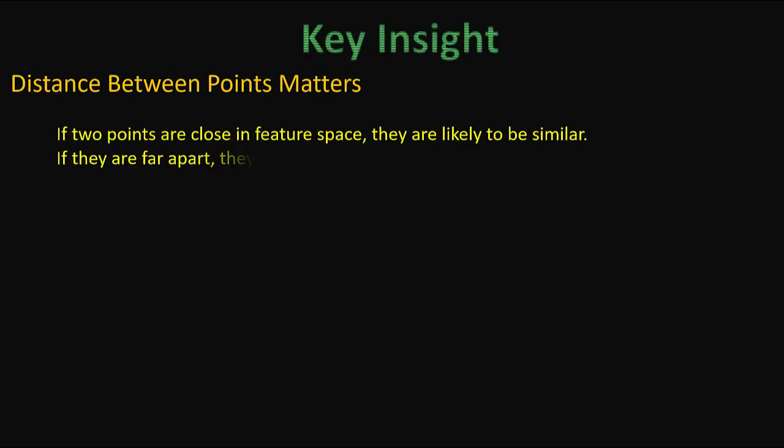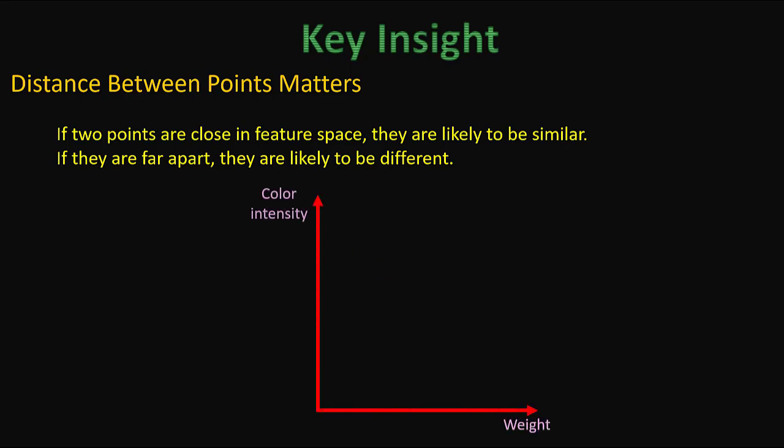So the distance between points matters. If two points are close in feature space, they are likely to be similar, and if they are far apart, they are likely to be different. As we can see again in the same example, the distance between the two apples is small, so they are similar. And between that apple and the orange, they are far apart, and they are different.